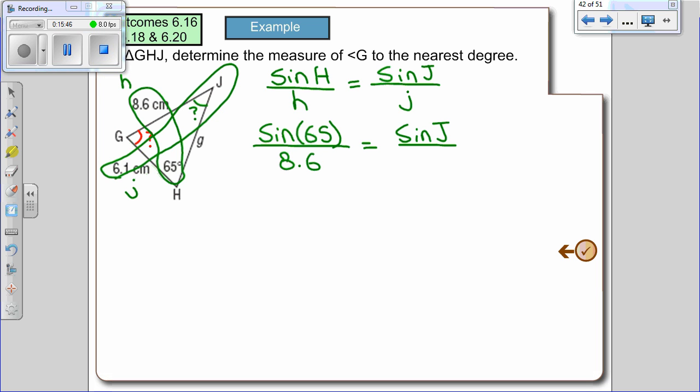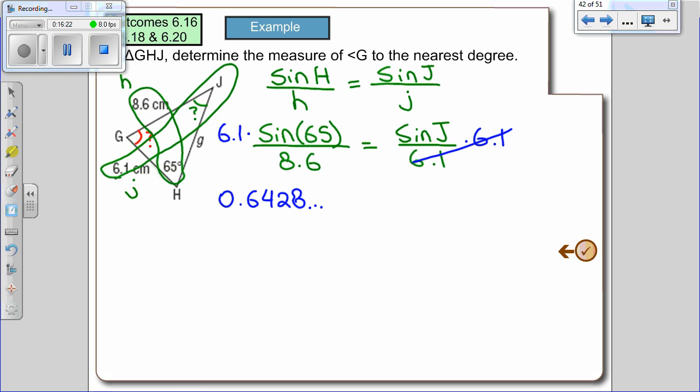We want to get sine of j all by itself. We need to multiply both sides by 6.1. So we multiply both sides by 6.1. And you're going to put that thing in your calculator. So 6.1 times sine of 65 divided by 8.6. And you get 0.6428, and it keeps going forever, equals sine of j.